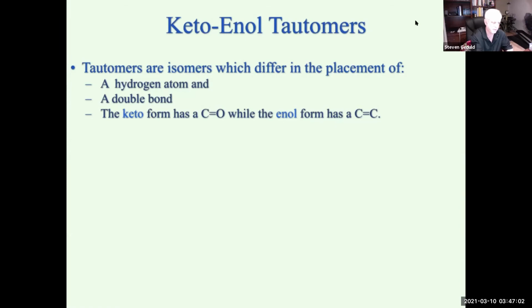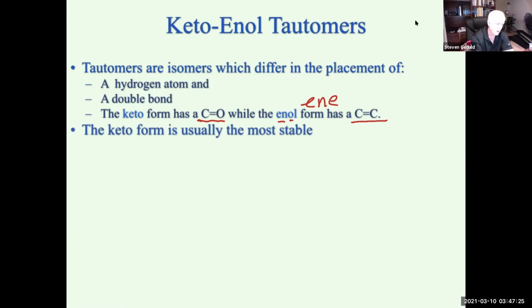Okay, so the keto form has a carbon double bond to oxygen, so it has a carbonyl group. The enol form has a carbon-carbon double bond. Remember, E and E was a double bond. There's your enol form. So the keto form has a carbonyl group. The enol form has a carbon-carbon double bond. Okay, the keto form is usually the most stable, with the carbonyl group.